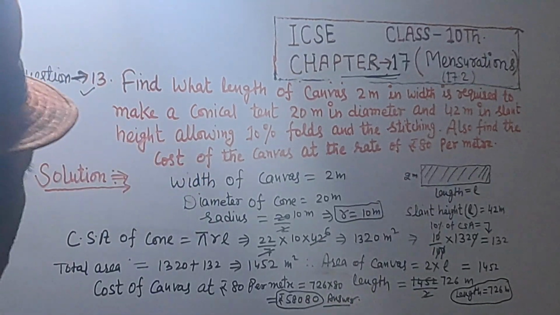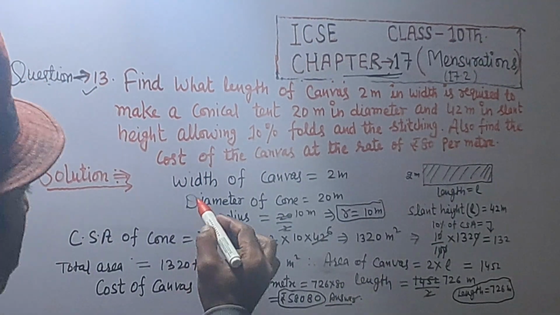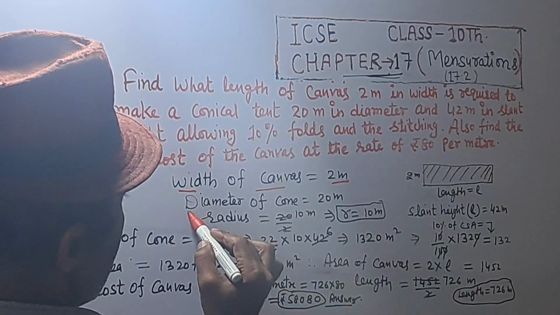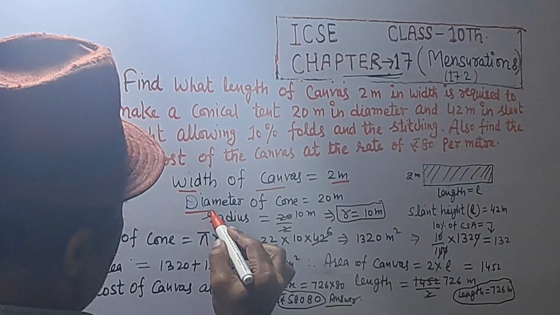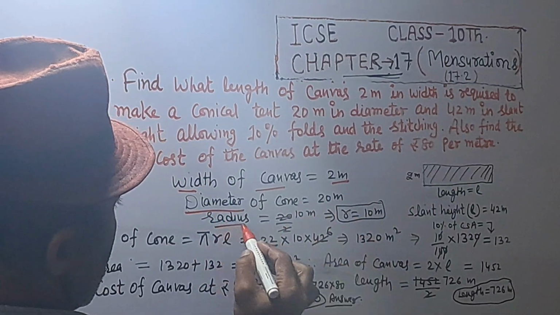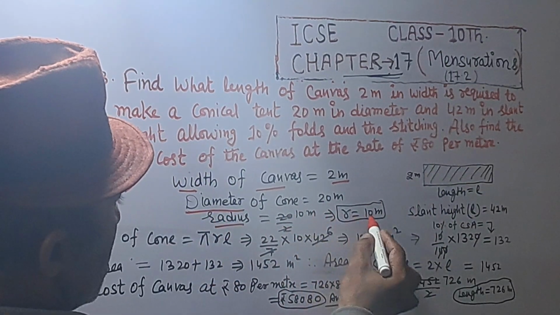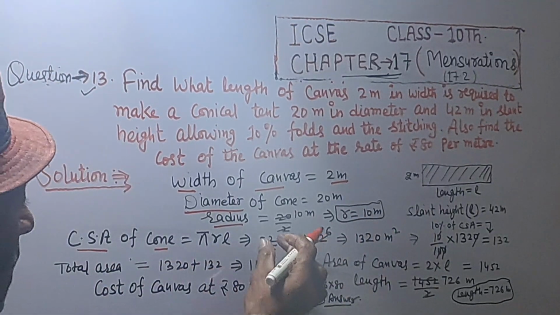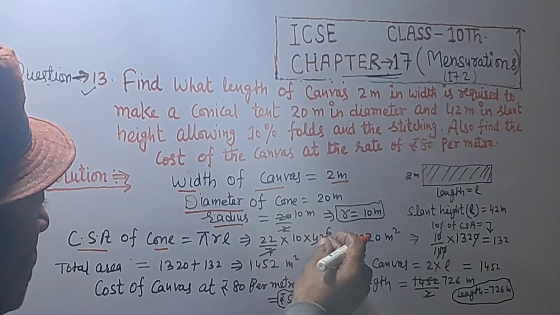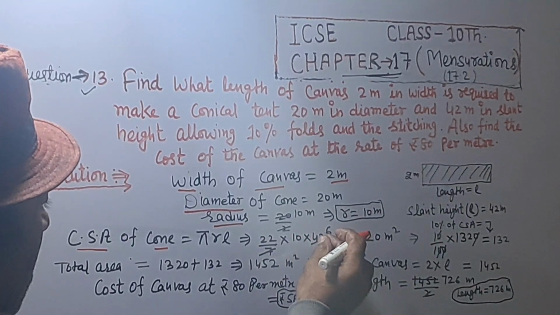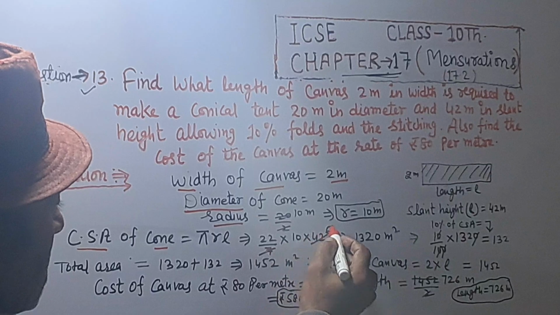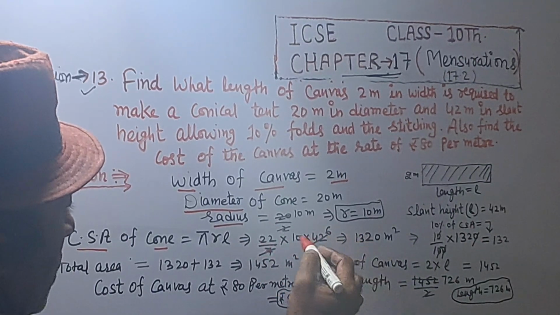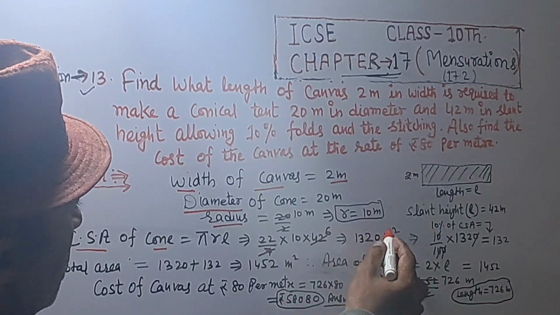Answer. Width of canvas is 2 meter and length is equal to L. Diameter of cone is 20 meter. Its radius is 20 upon 2, that is equal to 10 meter. And curved surface area of cone is pi RL, 22 upon 7 into 10 into L, slant height L is equal to 42. 7 1s are 7, 7 6s are 42, 22 6s are 132 into 10, that is 1320 meter square.